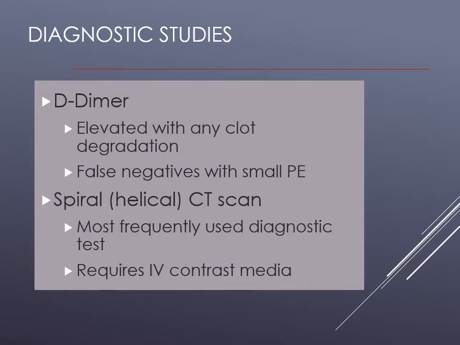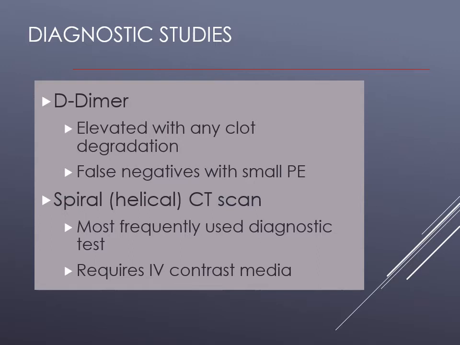D-dimer is a lab test that measures the amount of cross-linked fibrin fragments. These fragments are the results of clot degradation and are rarely found in healthy individuals. The disadvantage of the D-dimer testing is that it's neither specific, many other conditions cause elevation, nor sensitive, as up to 50% of patients with small pulmonary emboli have normal results.